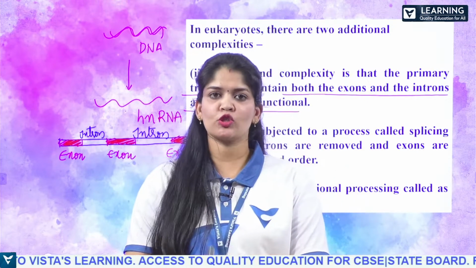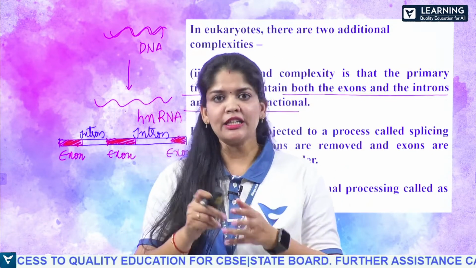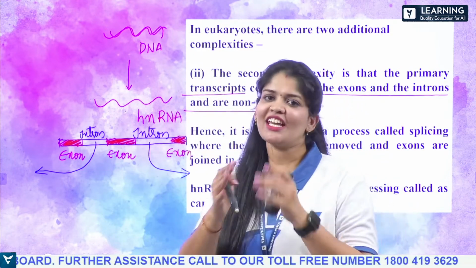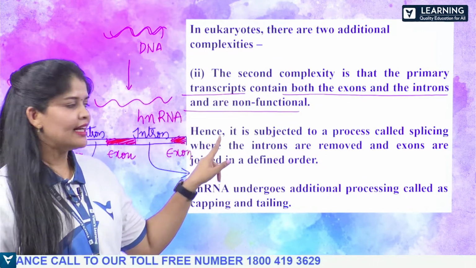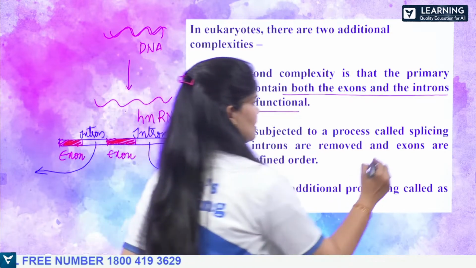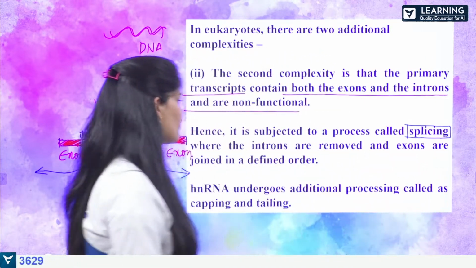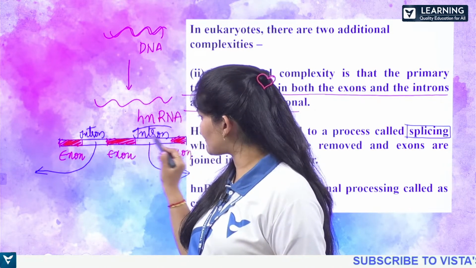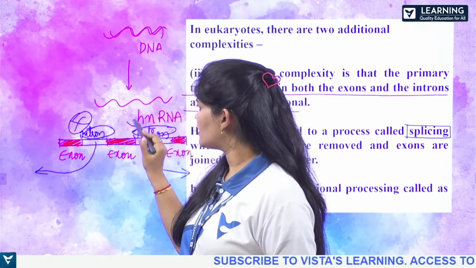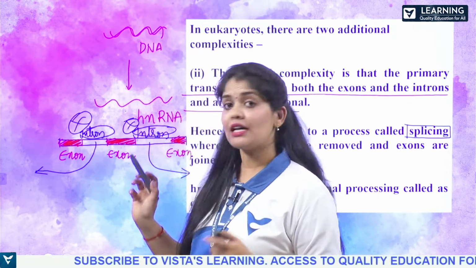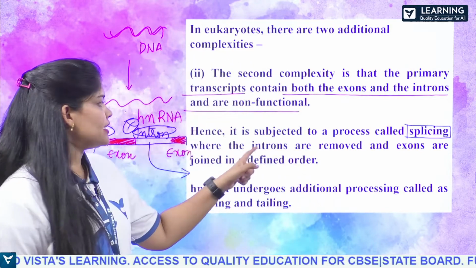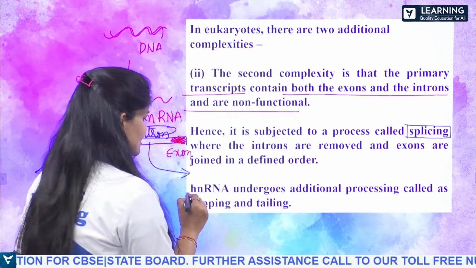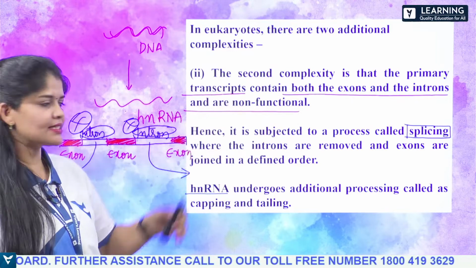It has to undergo a process of splicing, where cutting down of the introns takes place and joining of the exons takes place. Splicing is all about where the introns are removed. This part is removed. Now, we are left with exons, and these exons have to be joined together. Introns are removed and exons are joined in a definite order. Now, this hnRNA is nothing but the primary transcript.